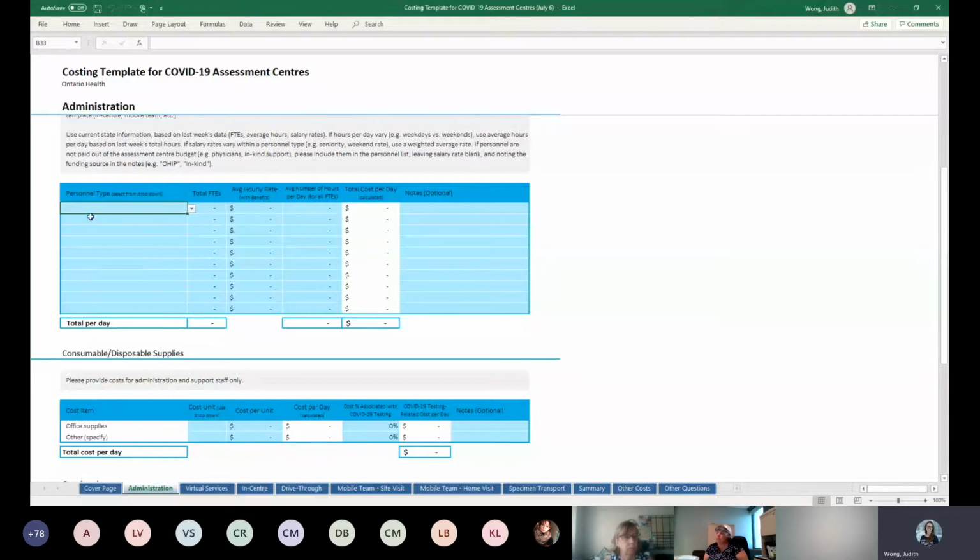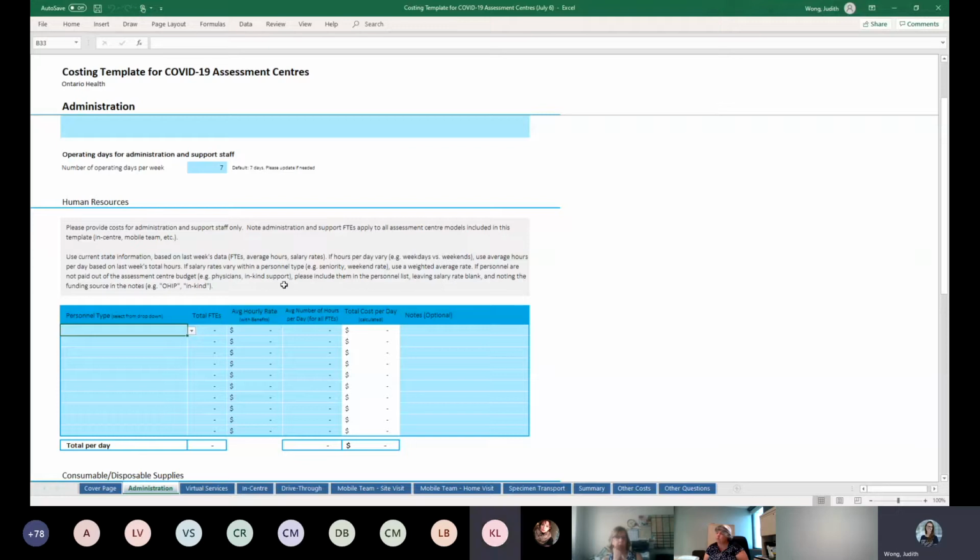For each of your personnel types, we're looking for total FTEs, their average hourly rate, including benefits, and the average number of hours worked per day on the assessment center. So if you have, for example, a medical director who spends an average of 4 hours per day on the assessment center, you would put that in as 4 hours so that we can capture that information.